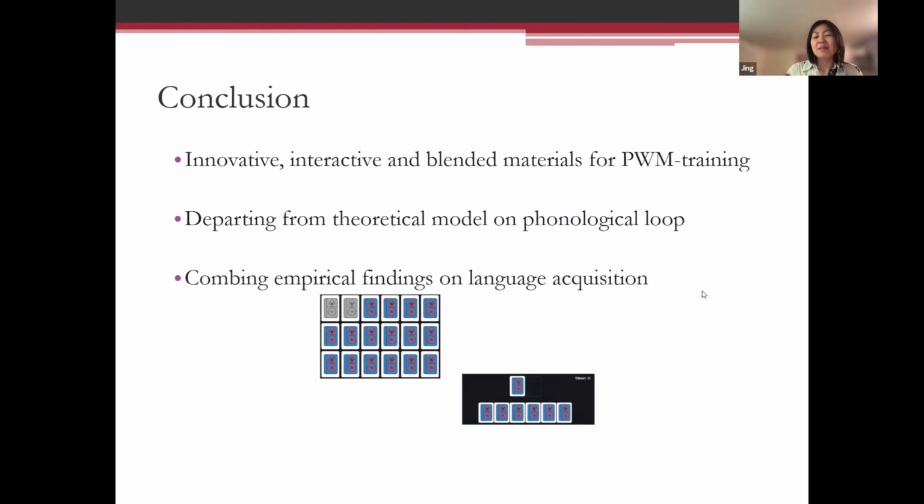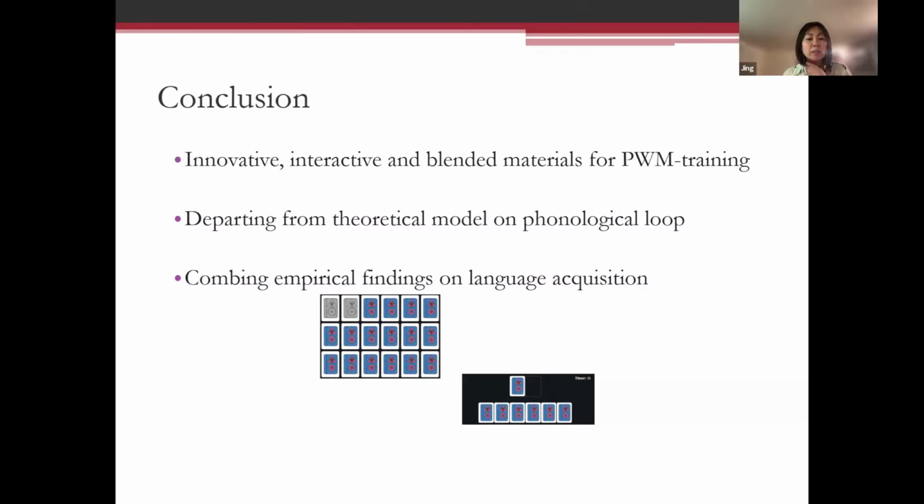Yes. I think in the end we have these two types of digital materials for training phonological working memory in young learners of Dutch. So the theoretical model is very clear, based on the phonological loop. And then we have support from the empirical findings and also very specific studies using the nonword repetition task as a training method for phonological working memory.